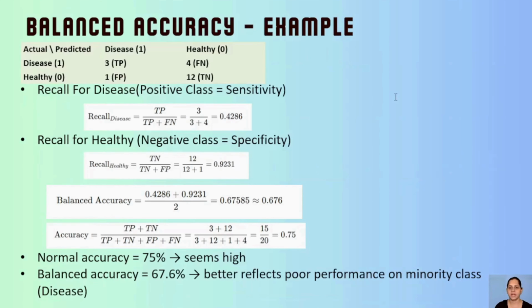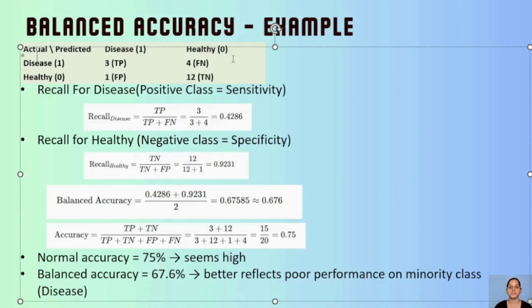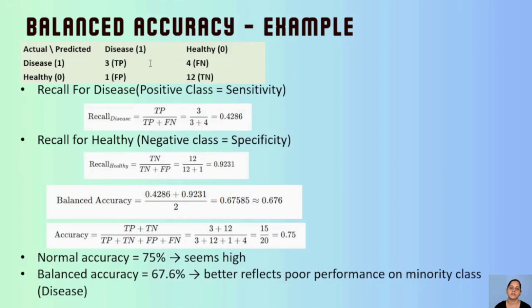Let's see one example of how we calculate balanced accuracy. This is how your confusion matrix table looks like. In this table, I have 3 true positives, 1 false positive, 4 false negatives, and 12 true negatives. If we want to calculate recall, we use the formula true positive divided by true positive plus false negative. My true positive is 3, so I'm taking 3 divided by 3 plus 4.